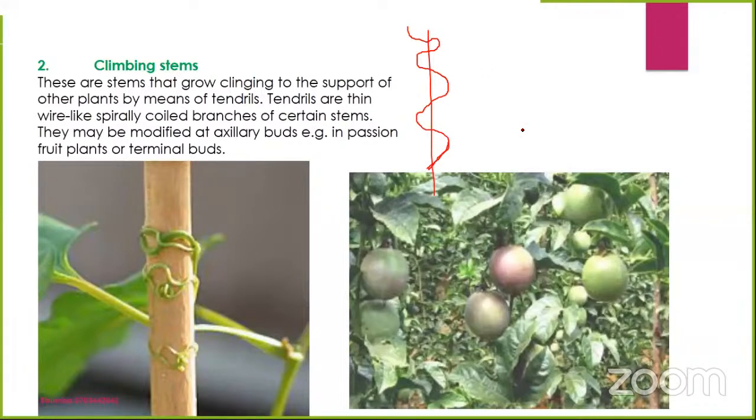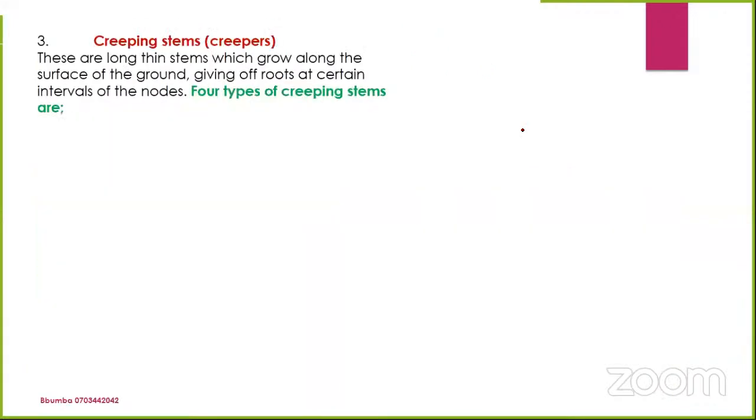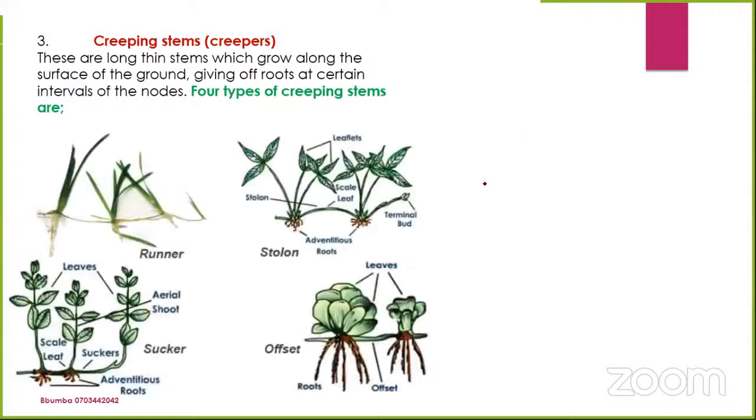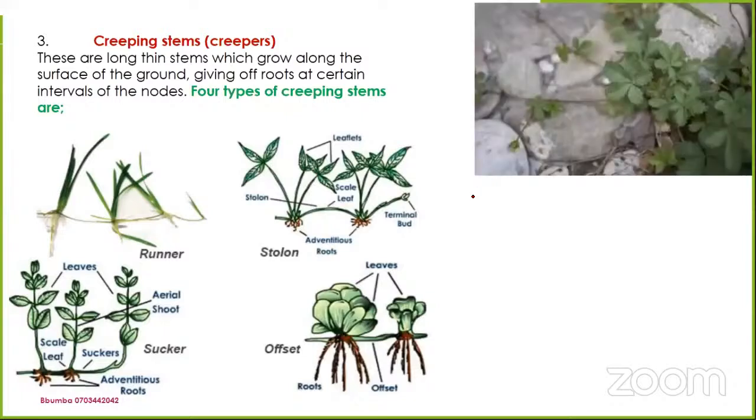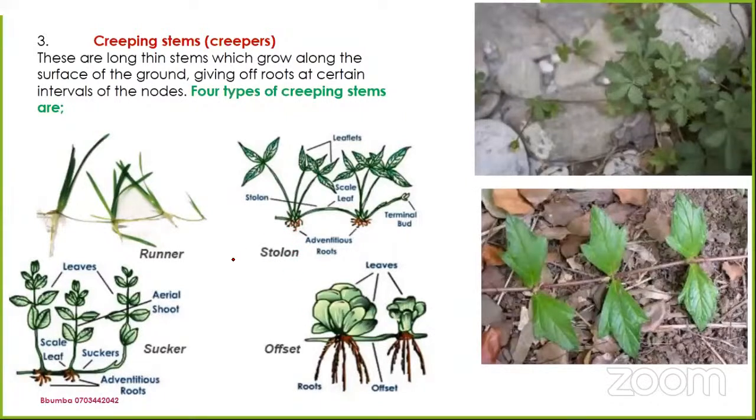Okay, we can go to creeping stems. Now, the creeping stems are long, thin stems which grow along the surface of the ground, giving off roots at certain intervals. We have 4 types. We could have stolons, if you have heard about stolons, and then offsets, and then suckers, and then runners.